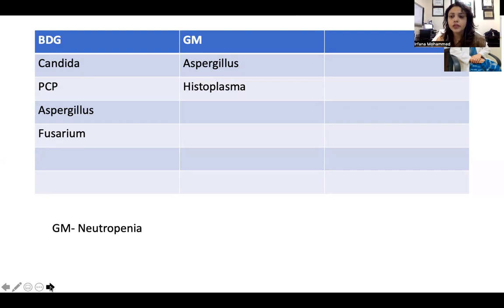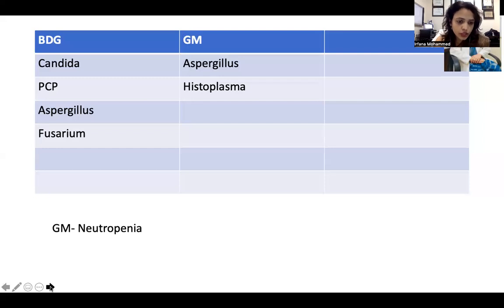The level of BDG also is very, very high in Pneumocystis jirovecii pneumonia. You can correlate with this if you don't have the PCP stain, Giemsa stain or PCP immunofluorescence. Also along with the HRCT or chest X-ray findings, and a compatible host.